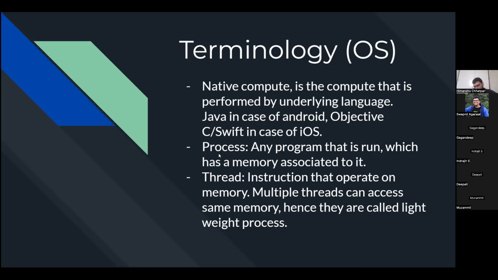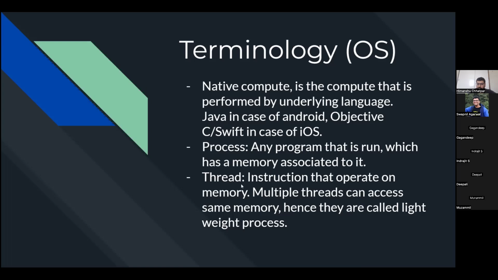You should know what a process and thread is before you jump into the architecture. So now I'm going towards the architecture. A process is any program that is being run and it has a memory associated with it. By memory I mean RAM. When a process is run, it takes up some memory in the RAM. This is the memory I'm talking about.